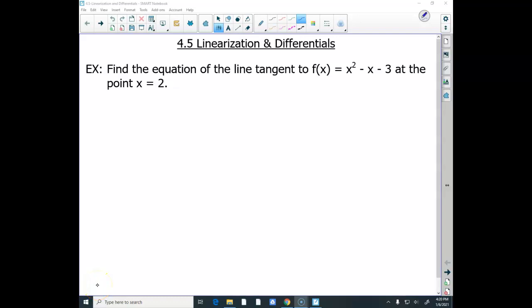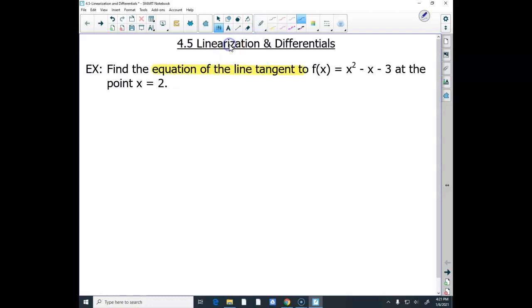We're on to the second half of chapter 4 here, linearization and differentials. The main thing we're going to work with today is just the linearization in the beginning here. We'll work more with differentials tomorrow. Little review, not really a review, this totally plays into everything we're doing today: find the equation of the line tangent to f of x equals x squared minus x minus 3 at the point x equals 2.